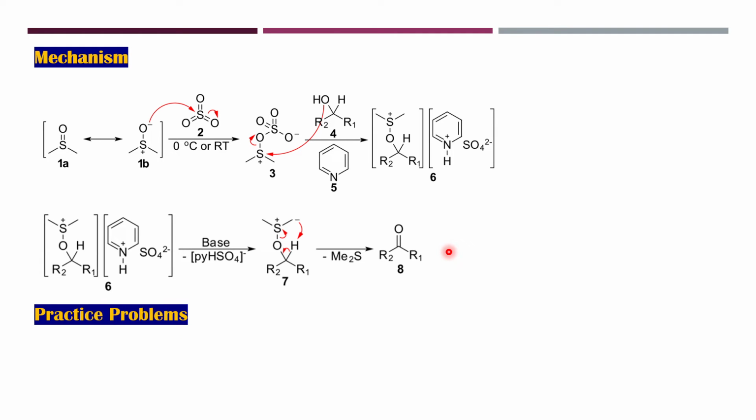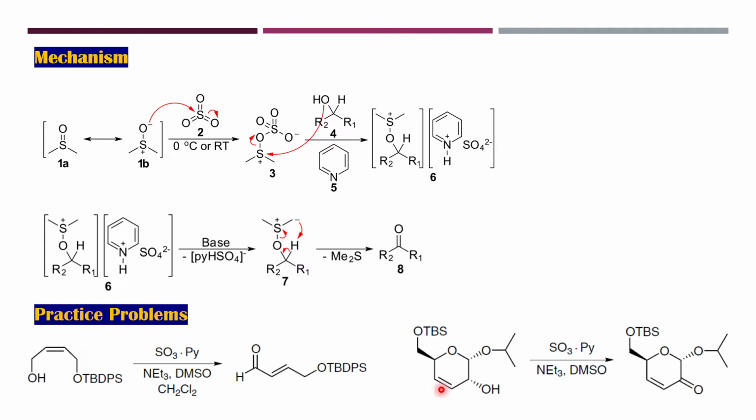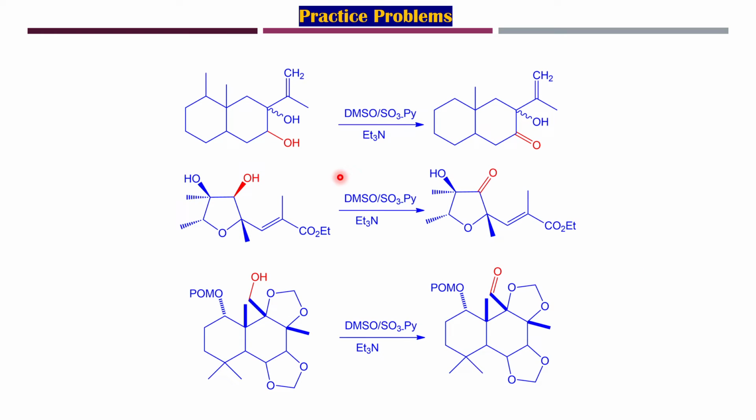Let's look at some practice problems. So this is going to get oxidized to form the aldehyde. Rather, it is forming the alpha beta unsaturated aldehyde because this is the allylic alcohol. Here it is forming again from allylic alcohol to alpha beta unsaturated aldehyde. Here we are seeing that it is forming from alcohol to ketone, from here alcohol to again ketone. Here the primary alcohol is getting converted to aldehyde.